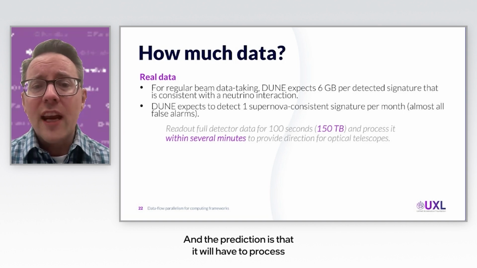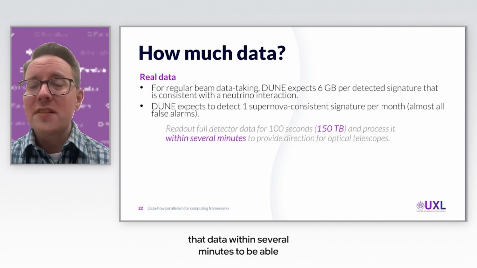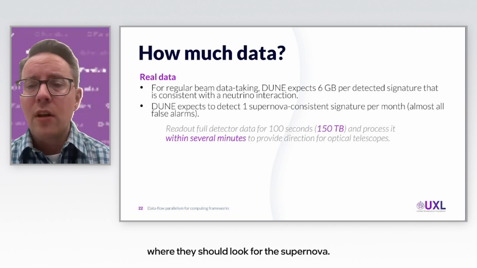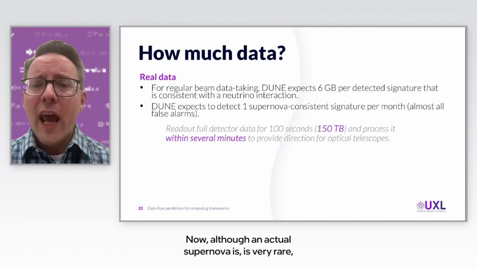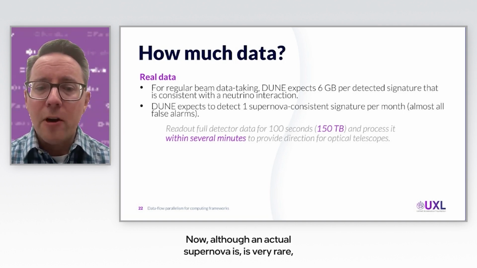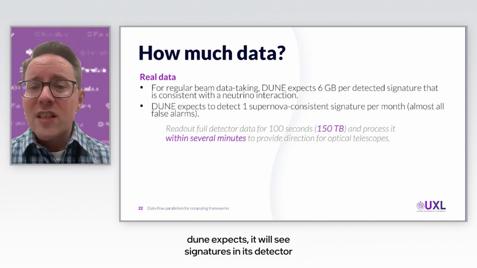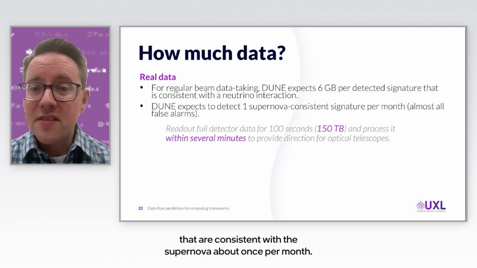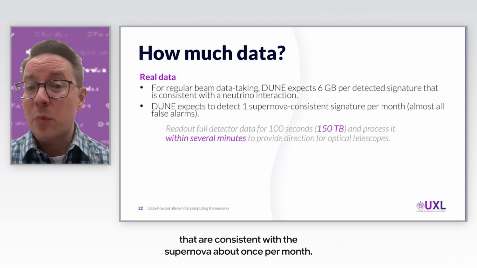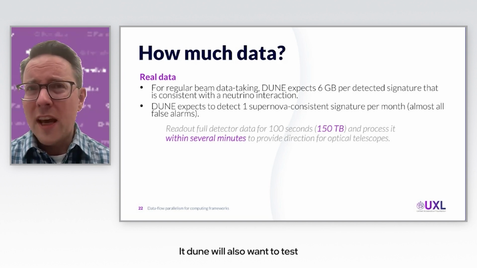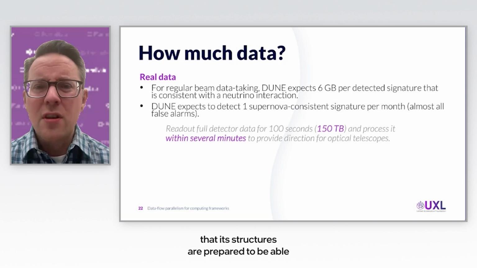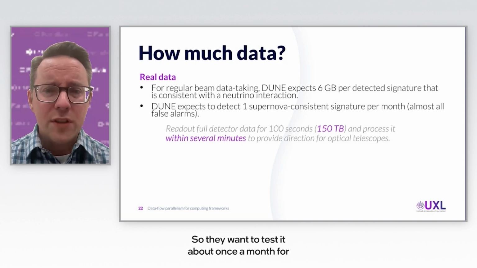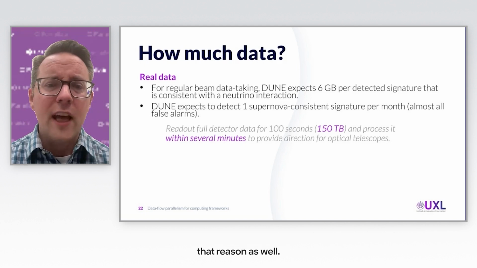And the prediction is that it will have to process that data within several minutes to be able to guide optical telescopes where they should look for the supernova. Now, although an actual supernova is very rare, DUNE expects it will see signatures in its detector that are consistent with the supernova about once per month. DUNE will also want to test that its structures are prepared to be able to handle that much data. So they want to test it about once a month for that reason as well.